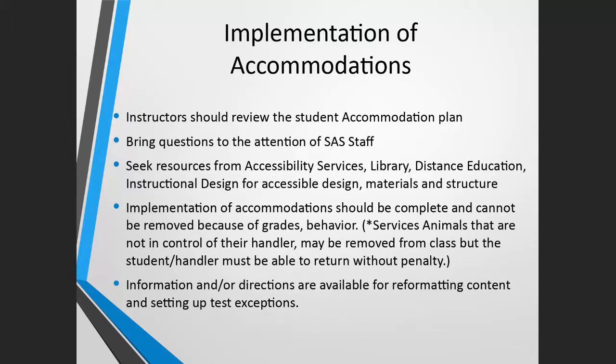With one exemption, if a student has a service animal and that service animal is not in control of the handler or acting appropriately, that student can be dismissed for the day. You should notify security and my office if that happens. And once the behavior is rectified, then the animal and the student may return. Once the animal's off campus, the student should be allowed to return to class without penalty.